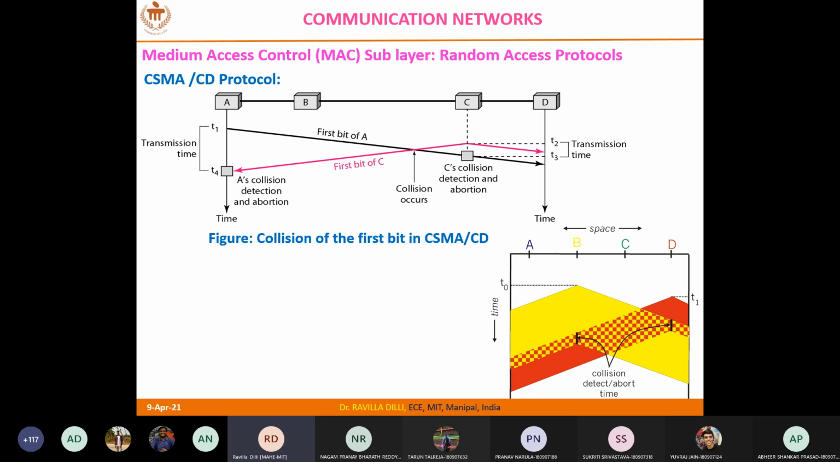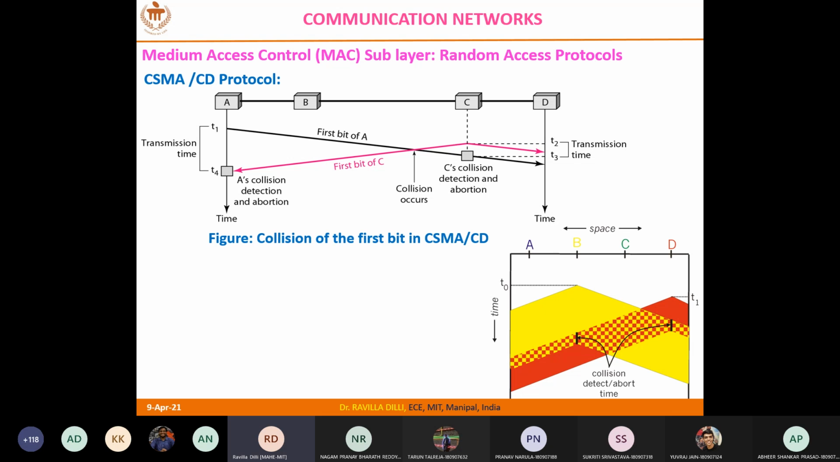So A has started its transmission at T1, and it reaches at the end to node D, right? That's the worst scenario. The first bit of A will arrive at node D, so by the time it covers all other stations.